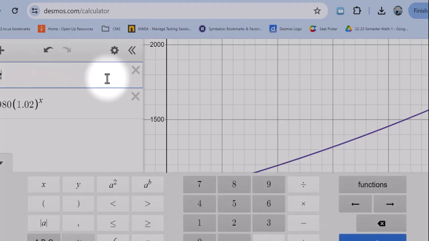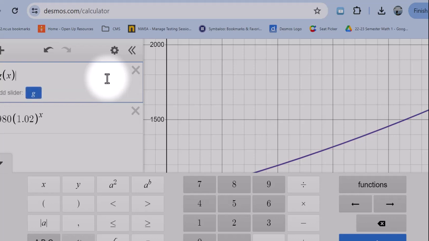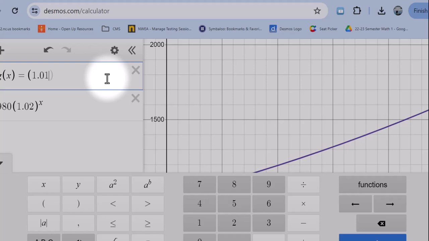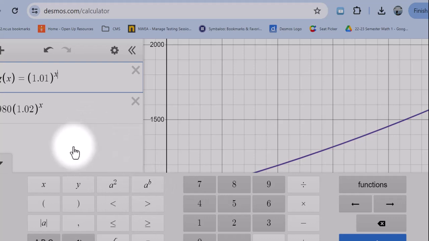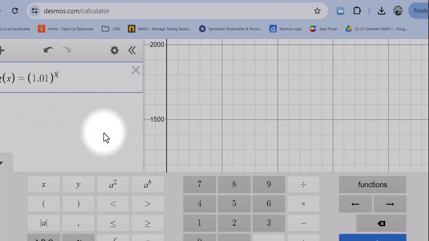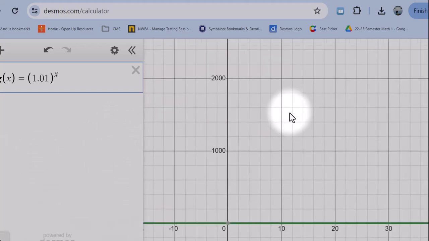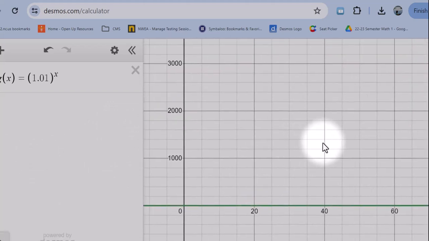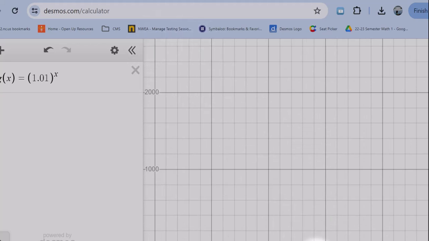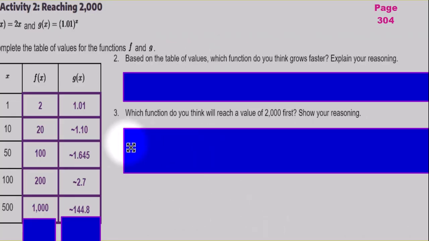All right, so we can put the function notation in. G of x is equal to 1.01 raised to the x power. So let's just look at this one. 1.01 raised to the x power.